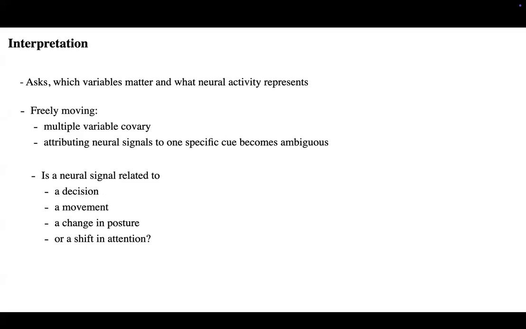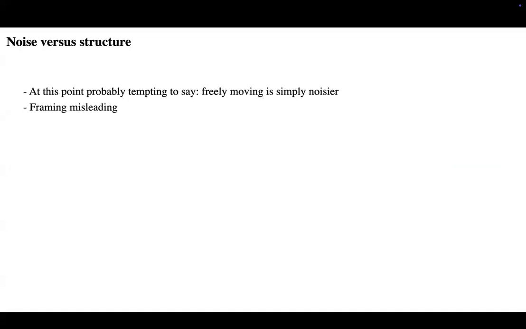And then the last bit, the interpretation. Interpretation asks which variables matter and what neural activity is representing these variables. In freely moving behavior, we can have multiple variables that are co-varying, as I've mentioned many times, and therefore attributing neurosignals to one specific cue becomes very ambiguous. Is a neurosignal related to a decision, as we were after in a research question, for example? Was it just movement adjustment? Was it a change in posture? Or a shift in attention? I'm sure there's a longer list we could continue. I hope you can see the challenge behind this. Our models are not always equipped at the moment to tell these apart.